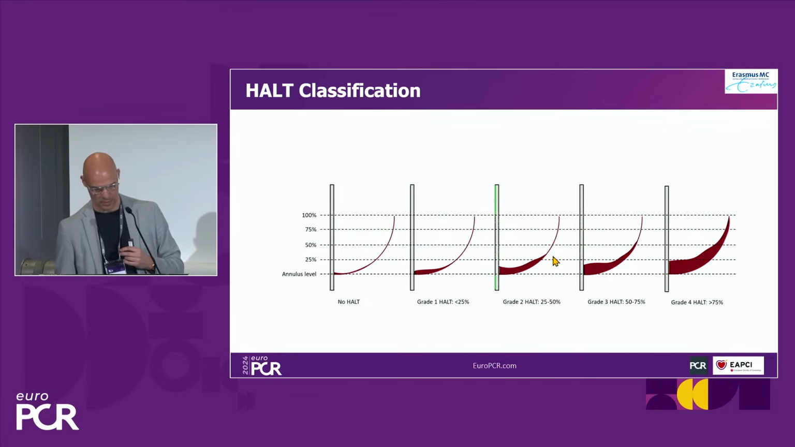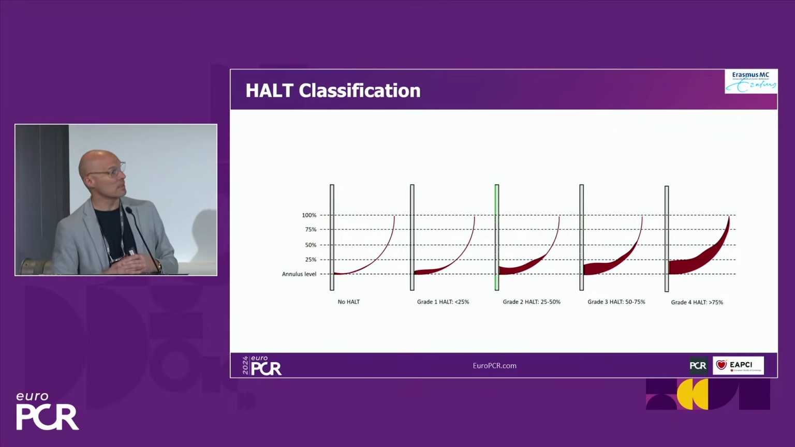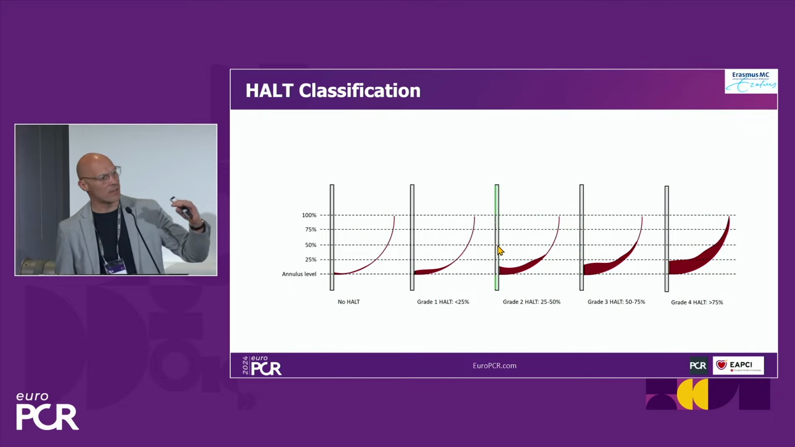Okay, and how do you classify HALT? Well, there is this classification grade up to 4 grades. If it's less than 25% of the length of the leaflets, and it always starts at the base of the leaflets, it's a grade 1. If it's more than 75%, it's a grade 4.